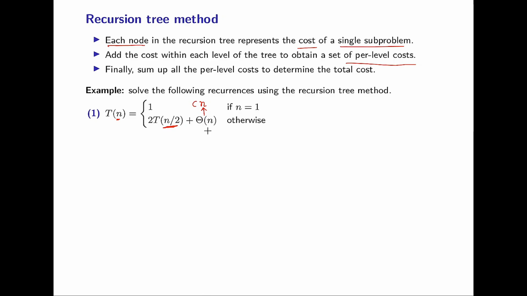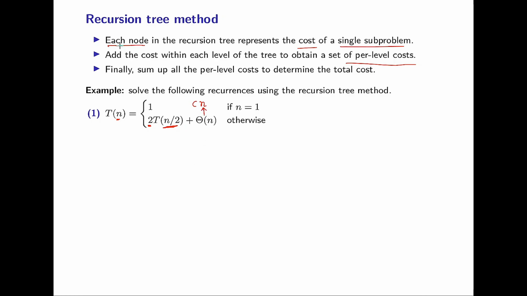But here, to simplify our solution, we are going to write c into n, because we do not know which constant was ignored here. So let's say c was the constant. Now you see the problem of size n is broken down into two subproblems where the size of each subproblem is n by 2, and the cost of dividing and combining together is theta n. So here we are writing cn.